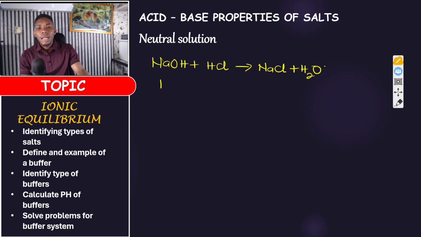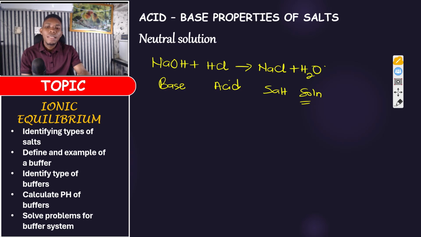Now this sodium hydroxide is a base and a strong base at that. This is an acid and a strong acid at that. This is a salt solution. So this is the salt that is formed from the reaction of sodium hydroxide and HCl. Do you understand? Now when you dissolve this salt in water, it's going to give us this neutral solution you have here. So neutral solutions are formed when strong base and strong acid react to form salt, and that salt is dissolved in water.